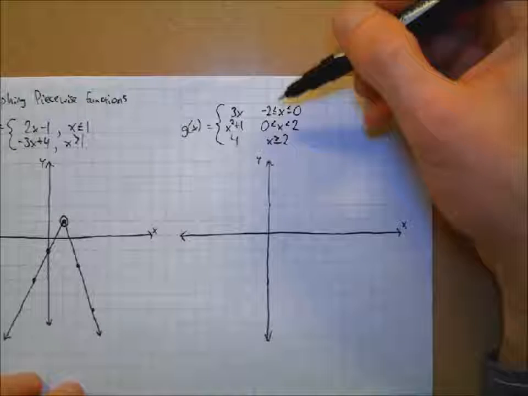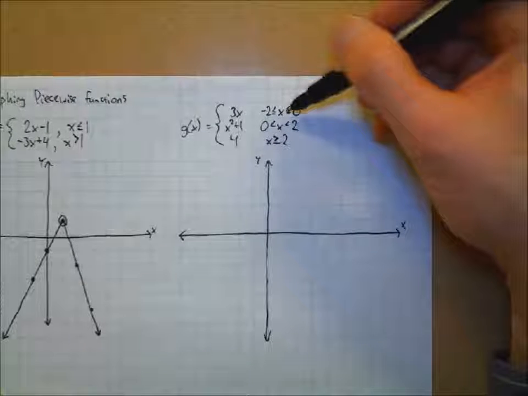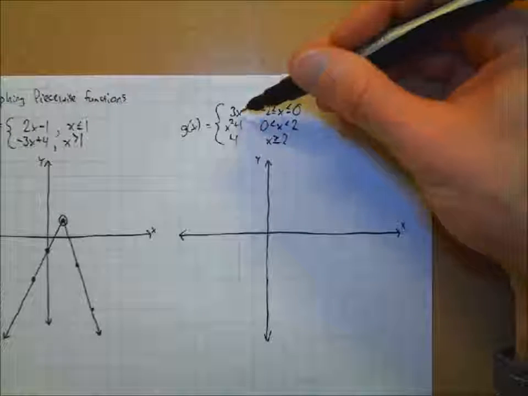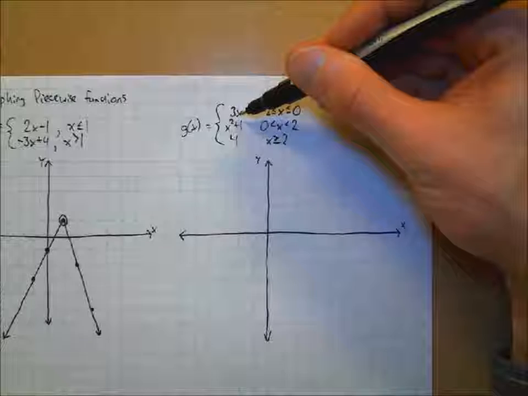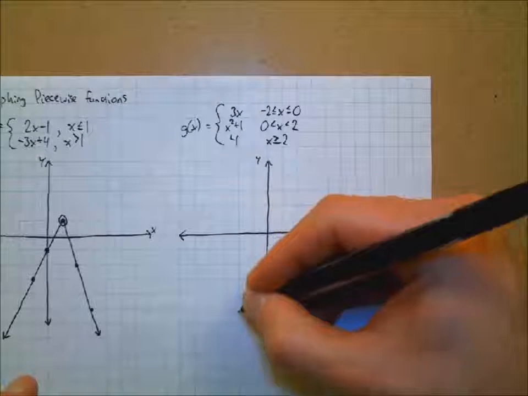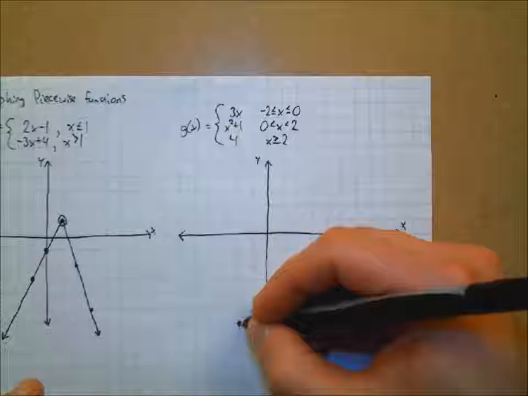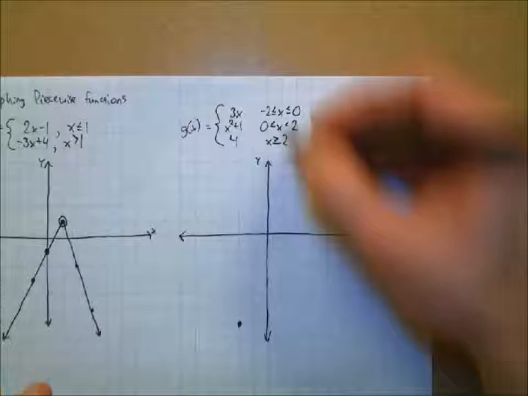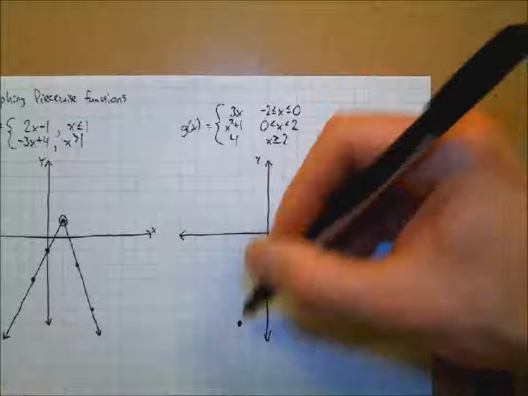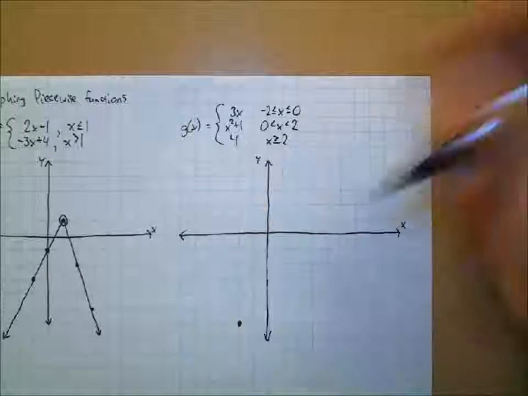And so our furthest x value here, our furthest to the left that we're going to go, is negative 2. So I'm going to start at negative 2, plug the negative 2 in. We get 3 times negative 2, negative 6. So negative 2, negative 1, 2, 3, 4, 5, 6. And it's going to be a filled in dot because we're equal to there. So x equals negative 2, 3 times negative 2 is negative 6. So there's our first point.